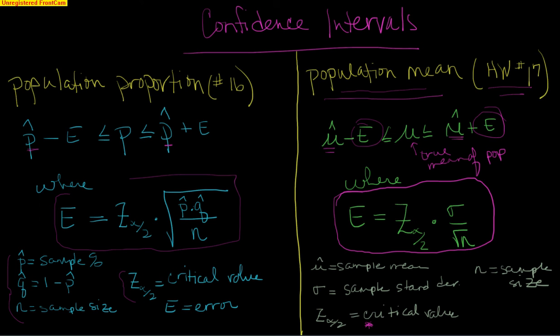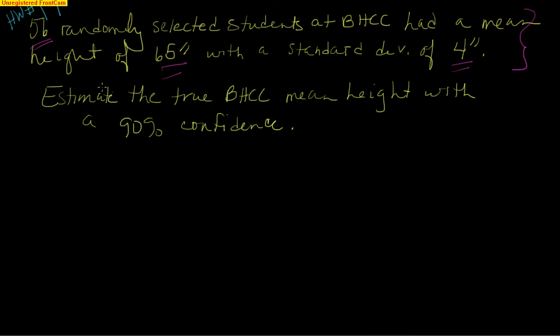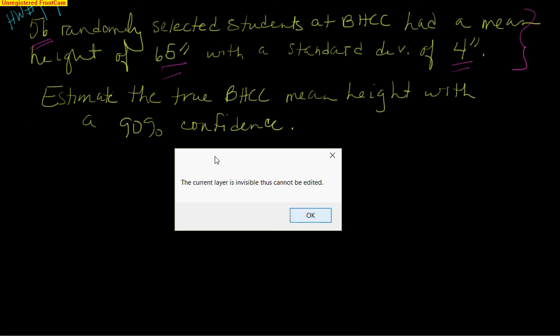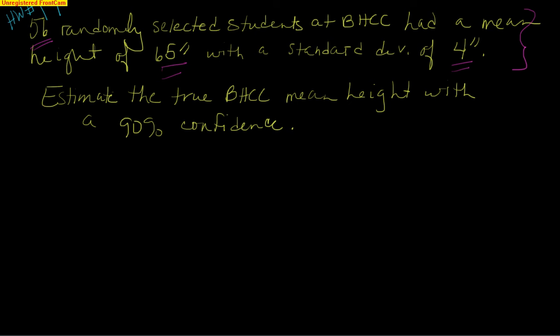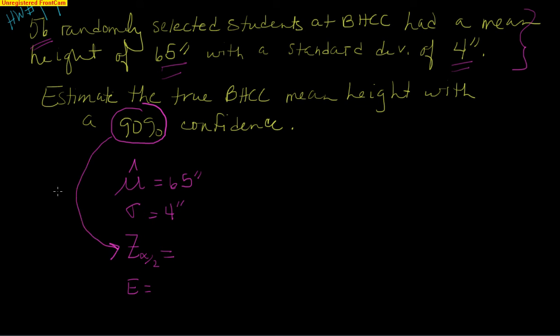If we go back to our question, we are told we have a mean. This time we're going to put a hat over it. Our mean hat is going to equal 65 inches, and our standard deviation equals 4 inches. We then need to find the critical value, and ultimately we're going to need to find the error. Well, we want this to a 90% confidence. That's what we need to find the critical value.